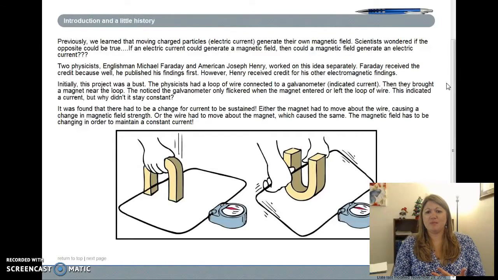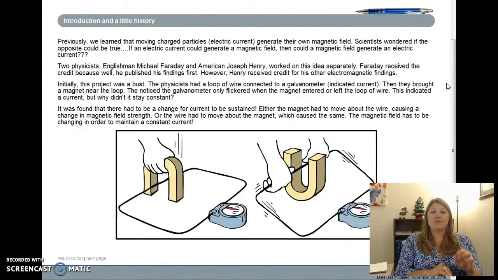Initially it was a bust. They brought a magnet close to a loop of wire. Nothing happened. No indication on the meter that anything was there. But what they noticed is when they brought the magnet close, they had a flicker. When they took the magnet away, they had a flicker. While the magnet was sitting there when they wanted it to work, nothing.